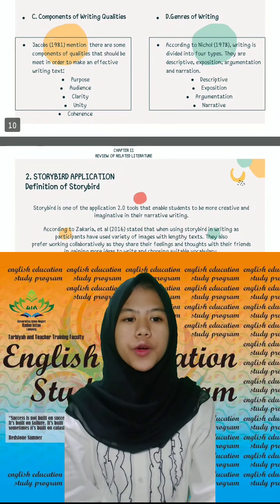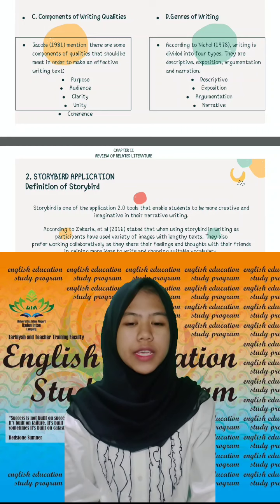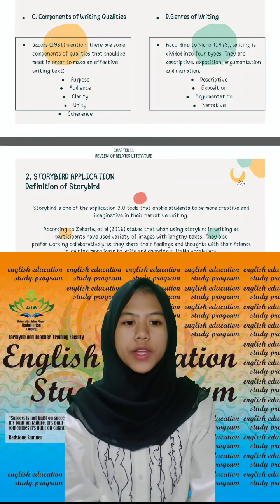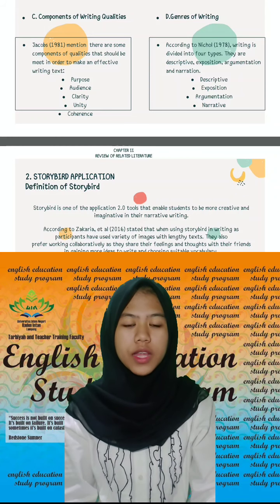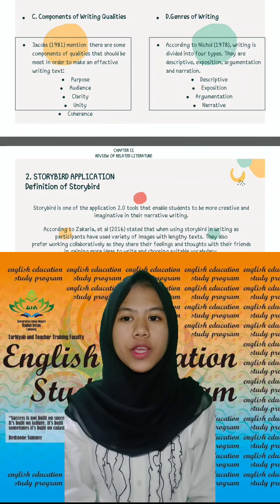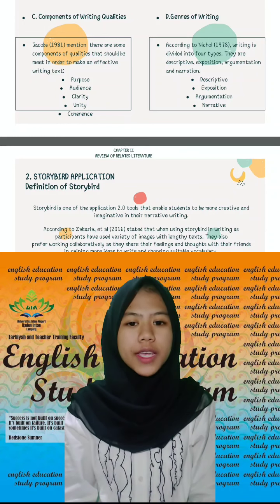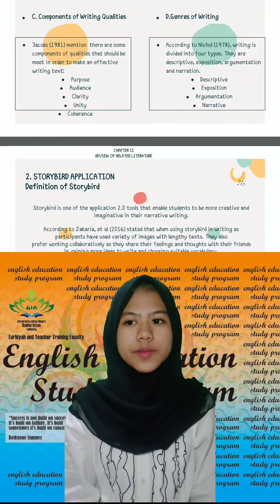But we should consider some important information that we want to deliver before we start the writing activity. The next is about components of writing qualities. Jacobs in 1981 mentioned there are some components of qualities that should be met in order to make an effective writing text. The first is content, which refers to the substance of writing. It includes the main idea.